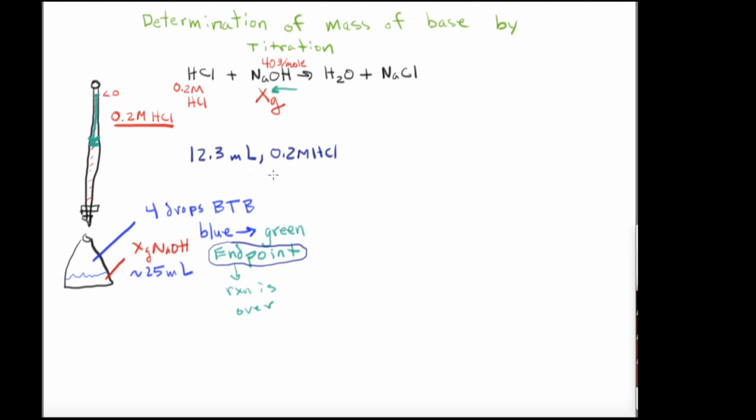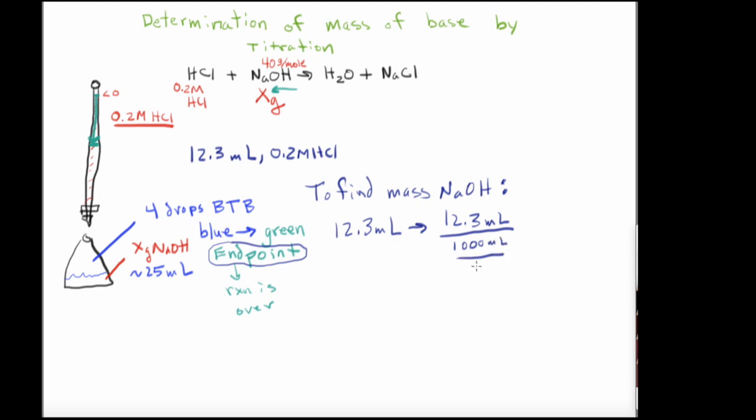the place where the reaction was over. Now, to find the mass of NaOH, first we start by taking the milliliters, and we have to convert this to liters because the units of molarity are moles per liter. So we're going to have 12.3 mL divided by 1,000 milliliters per liter. This is going to equal 0.0123 liters of 0.2 molar hydrochloric acid that was dispensed out of the burette.